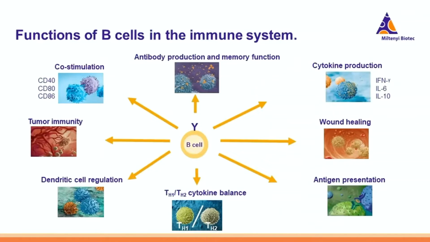As you probably all know, B-cells have very important functions in the immune system. There are actually quite many. They produce antibodies and have a memory function. They produce cytokines. They play a role in wound healing, also in antigen presentation. Also an important topic is the Th1, Th2 cytokine balance. They also regulate dendritic cells. They play a role in tumor immunity. And then also, of course, co-stimulation is a very important topic.